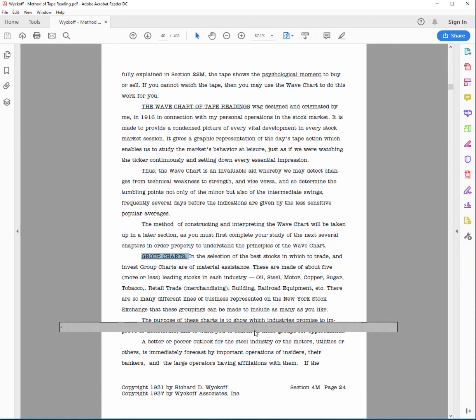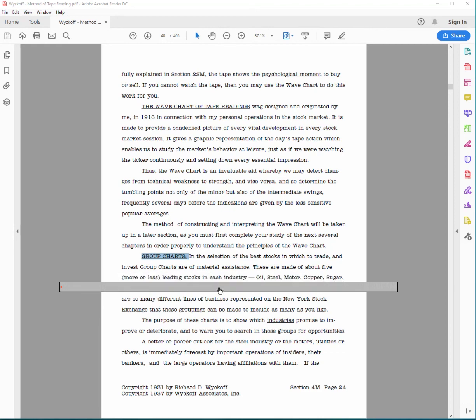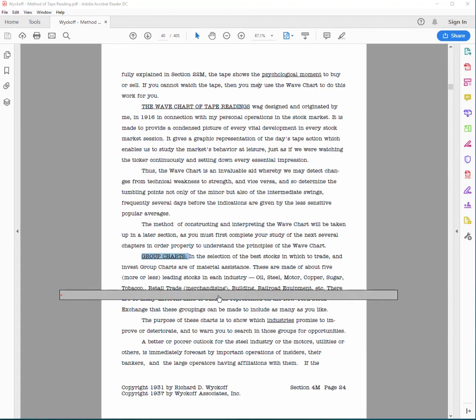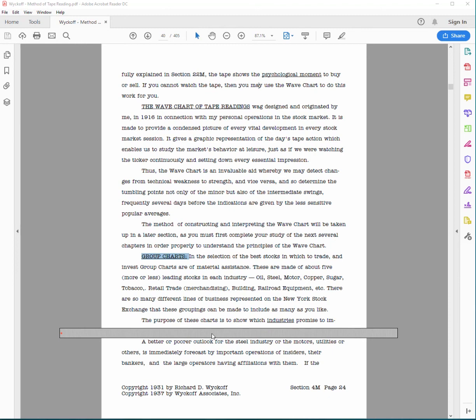It's 50-50 on a sequence of trades, not any single trade, because as you know, stuff does happen. But in the selection of the best stocks to trade, the group charts are of material assistance. These are made of about 5 leading stocks in each industry. Now I'm not sure if I'm going to do that, because these groups are very well defined, and I'm going to show how.